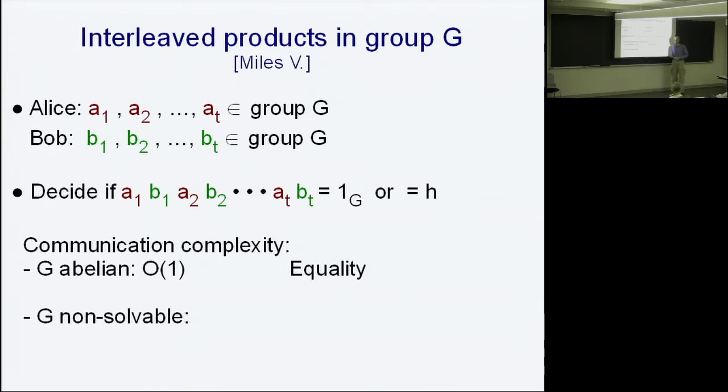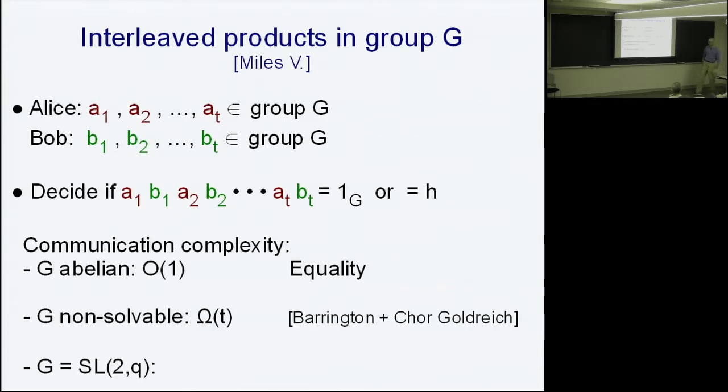So it's a general thing. If G is non-solvable, you can use ideas like Barrington's and the previous result in communication complexity to get an omega of t bound, which grows with the length of the tuple. And if you look at these bounds, you think, they don't depend on the group. If the group is bigger, it should get harder for them, it should mix more of the group. And this was really our question in this paper.